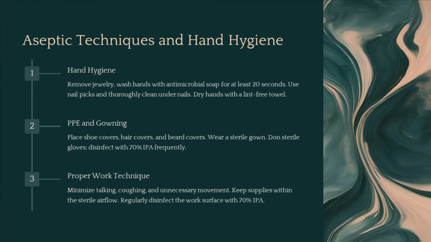Proper hand hygiene involves washing hands with antimicrobial soap for at least 20 seconds and using nail picks. PPE and gowning include wearing sterile gloves and disinfecting them with 70% IPA. Proper work techniques minimize talking and unnecessary movement within the sterile area.